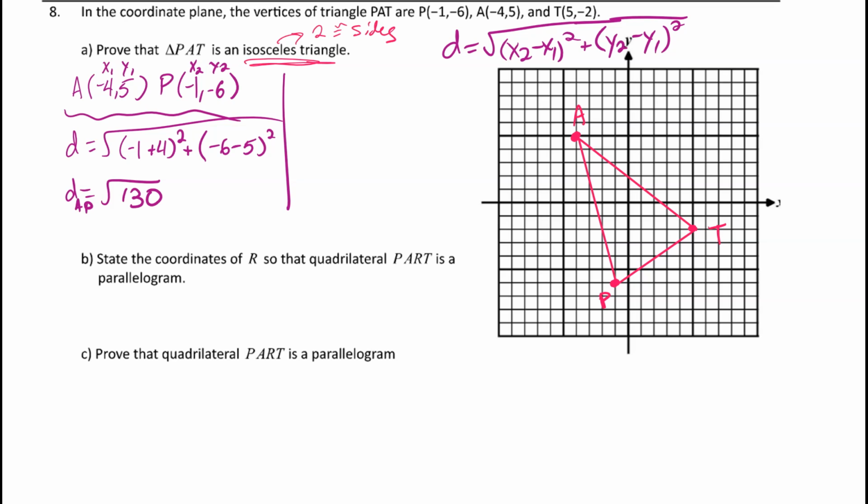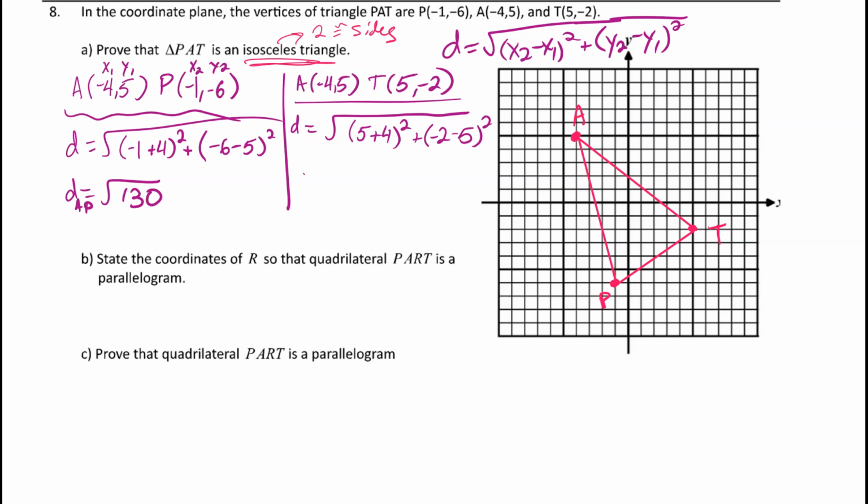Now I'm going to do the same thing for AT, and if this really is an isosceles triangle, I should get the exact same distance. Now really you could do distance formula 3 times if you want to find the length of PT, but I know it doesn't look to be congruent, so I'm not even going to bother with it. x2 minus that x1, again minus a negative 4 is plus, and y2 minus y1. And I plug that into my calculator, and lo and behold, it is in fact radical 130 again.